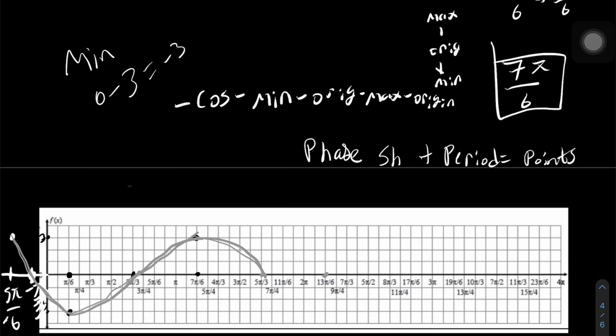Our next point is here. We go to our minimum, and we connect the dots. And then you just continue this pattern. So 13 pi over 6, and then you get 16 pi over 6, which is just 8 pi over 3. So you'd go back to the origin.